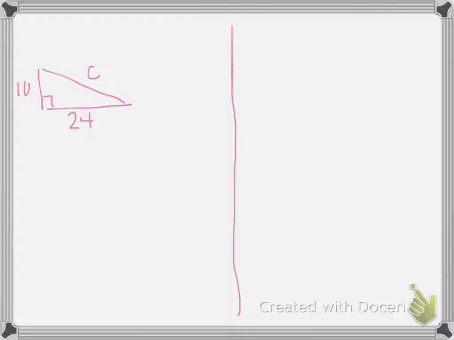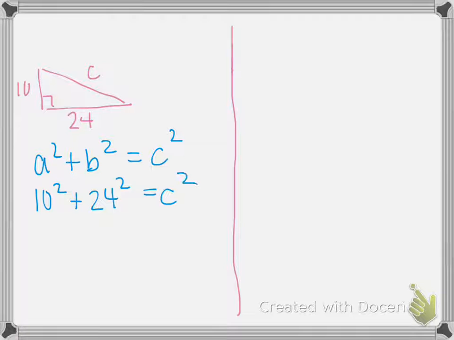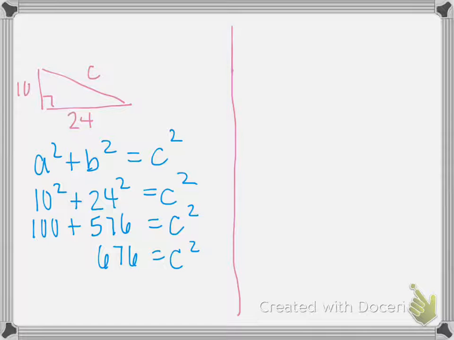So we're going to write down Pythagorean Theorem, which is a squared plus b squared equals c squared. A and b could be your two legs, so the 10 and the 24 get substituted for the a and the b. We're looking for c. So order of operations state that we should do the exponents next. So this is 100. 24 squared is 576. If we add those together, we get 676 equals c squared.